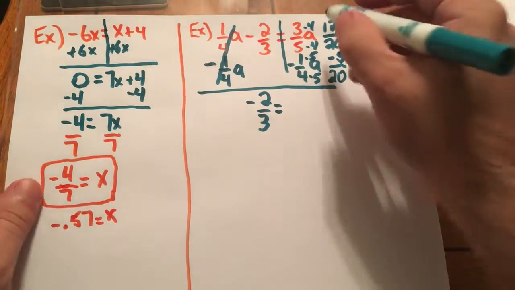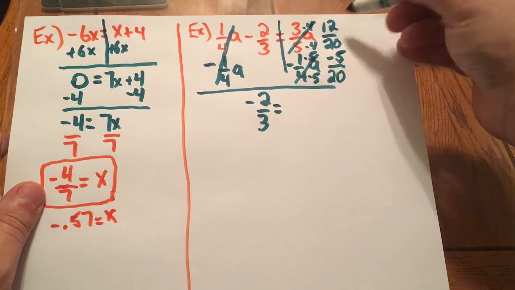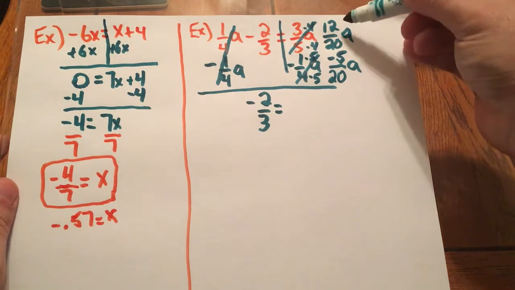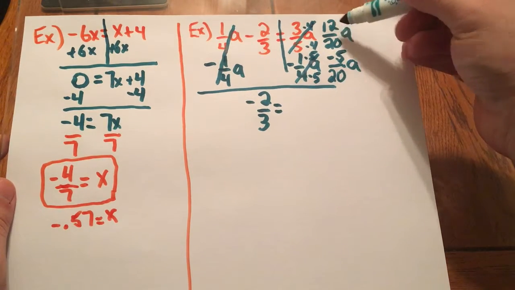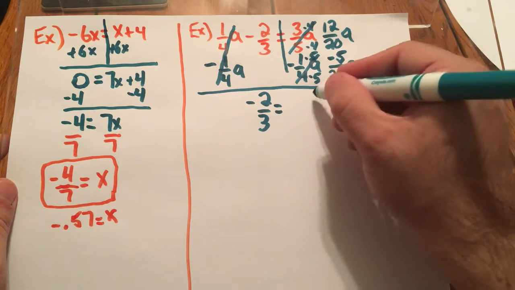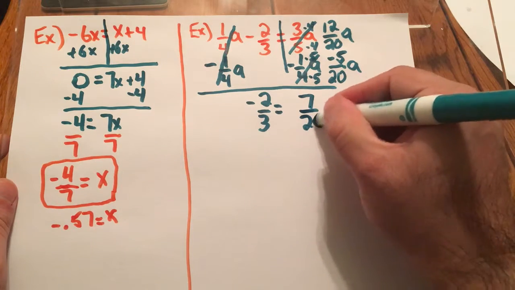And now you can get rid of these things. And you're left with 12 over 20a minus 5 over 20a. So remember, when the bottoms are the same, you subtract the top numbers, the numerators. 12 minus 5 is 7. So down here we're going to be left with 7 over 20a.